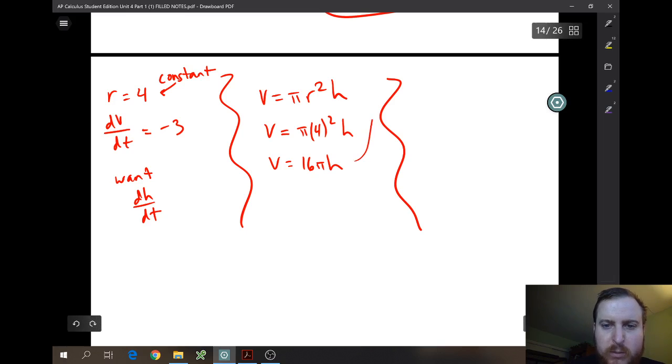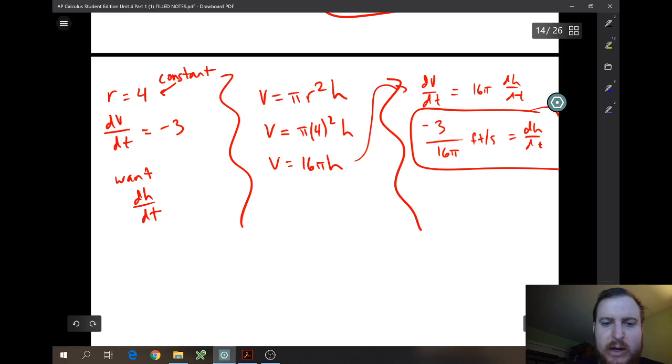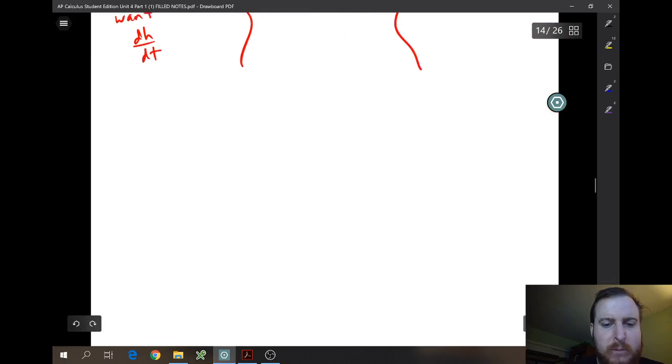So we have this formula, now we're going to take the derivative. So we get dV/dt equals 16 pi dH/dt. And we plug in and we solve, we divide. This is how I would have done it on a test and how I would have set up my paper, because I don't have that table, that chart. The chart's more for our notes to talk about everything.